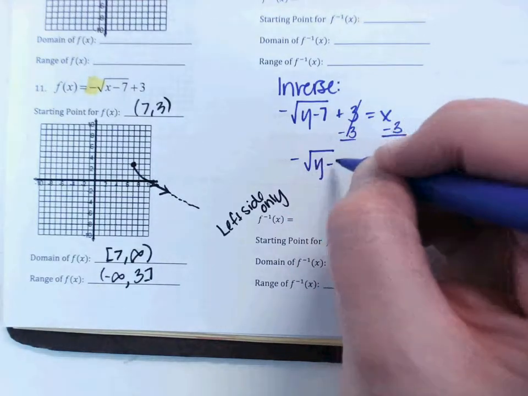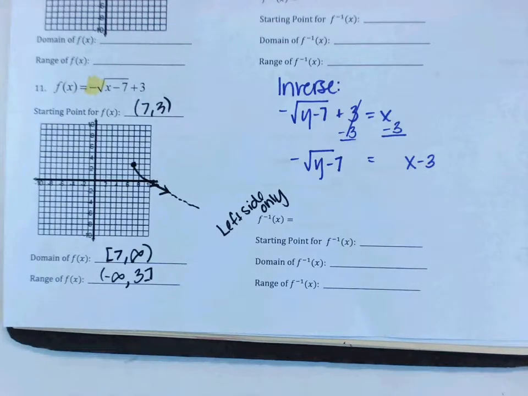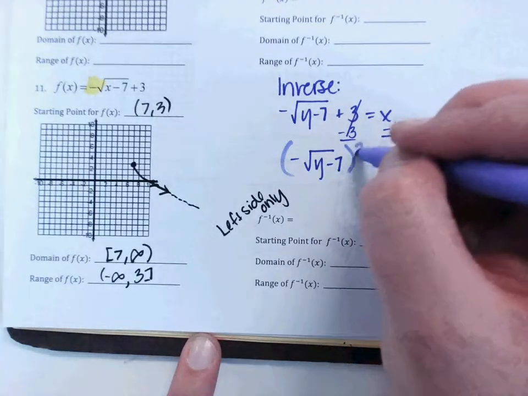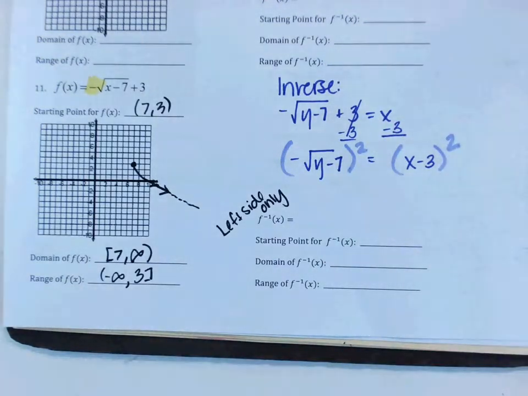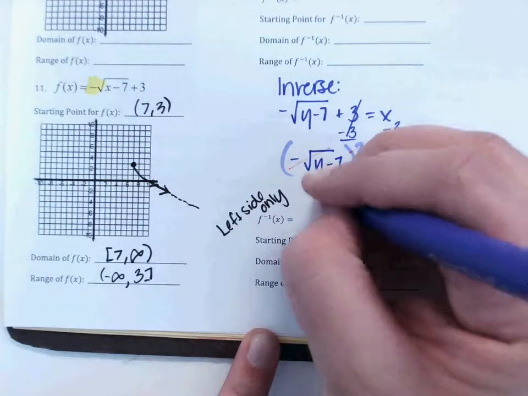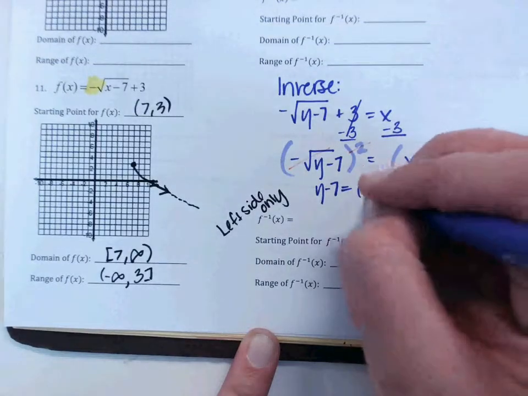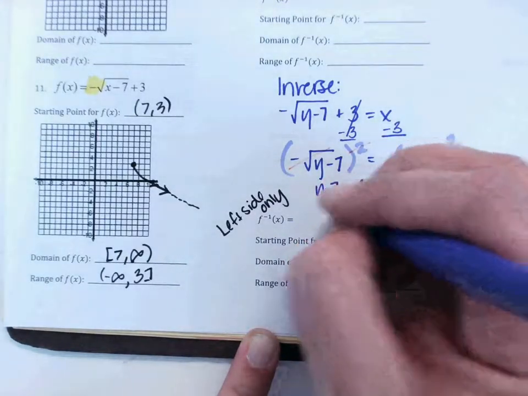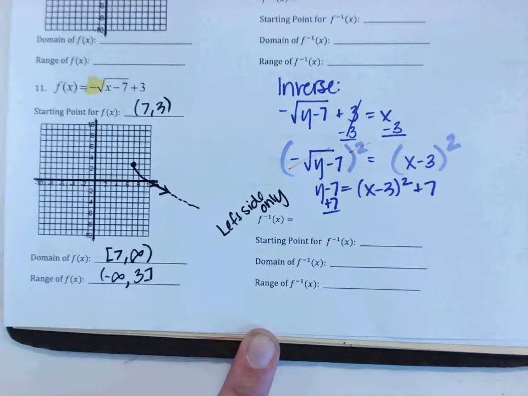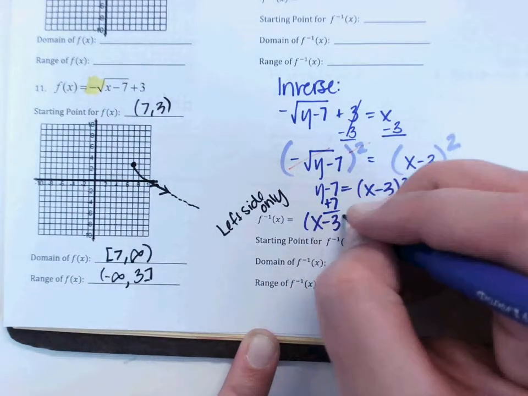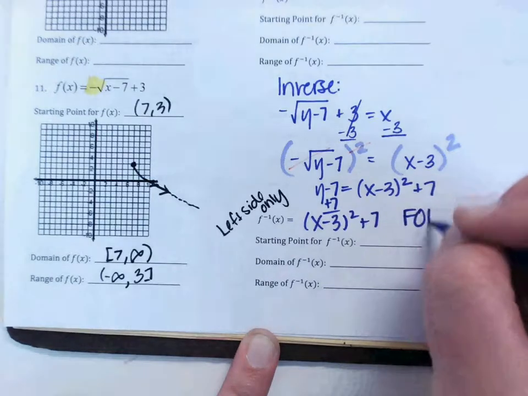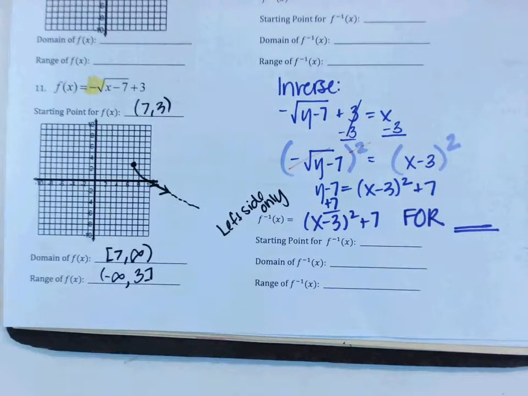Is the negative an extra step? No. When I square both sides, what's going to happen to that negative? It's going to go away on its own. So I'm not even worried about that negative. It's going to cancel itself out when I square. So these guys cross out with each other. Y minus 7 comes down from the middle. Y minus 7 is equal to x minus 3 squared. And then I add the 7 across. So it's x minus 3 squared plus 7, and then I'm going to have to pick a side.